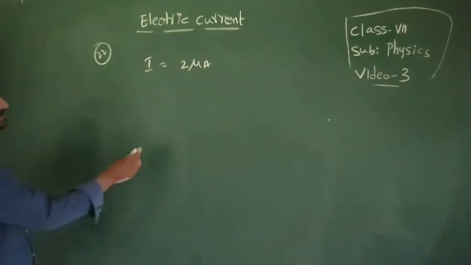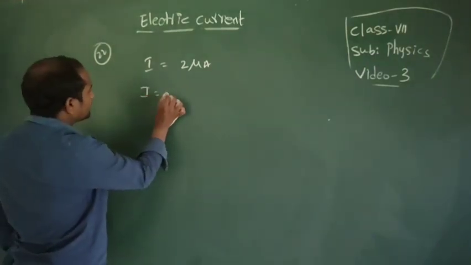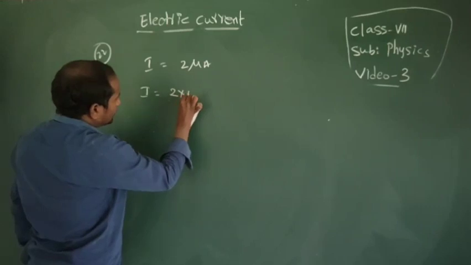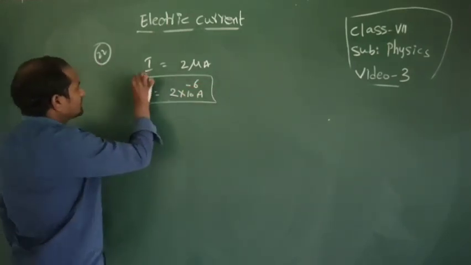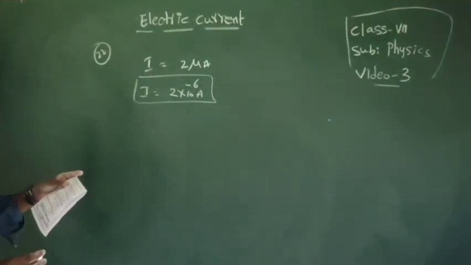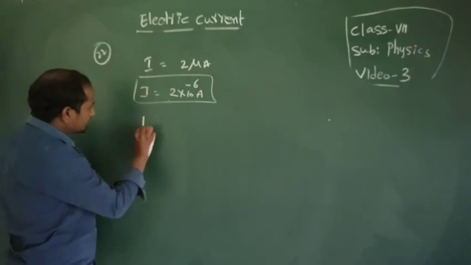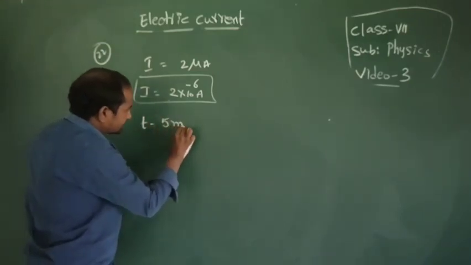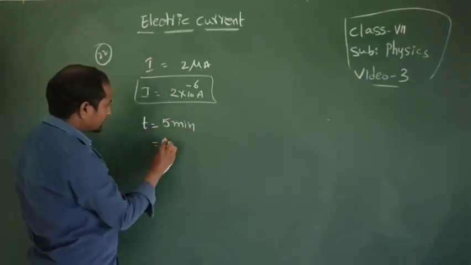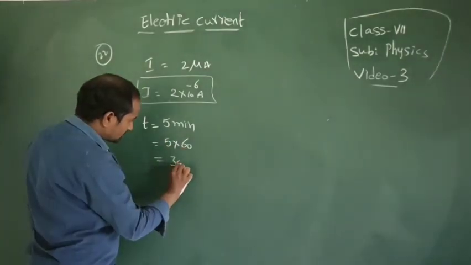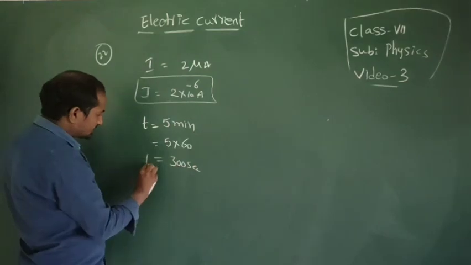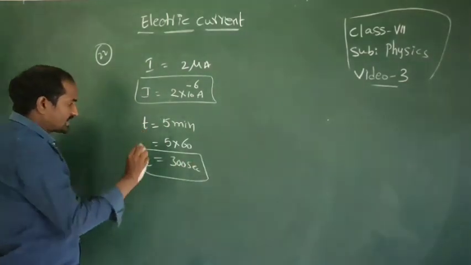Okay, so we can write like this also. 1 microampere equal to 10 power minus 6 amperes, you know already. So 2 microampere equal to 2 into 10 power minus 6 amperes. Next, put the given value for 5 minutes. T equal to 5 minutes. This value changing to seconds. So 5 into 60, that equal to 300 seconds. T equal to 300 seconds.